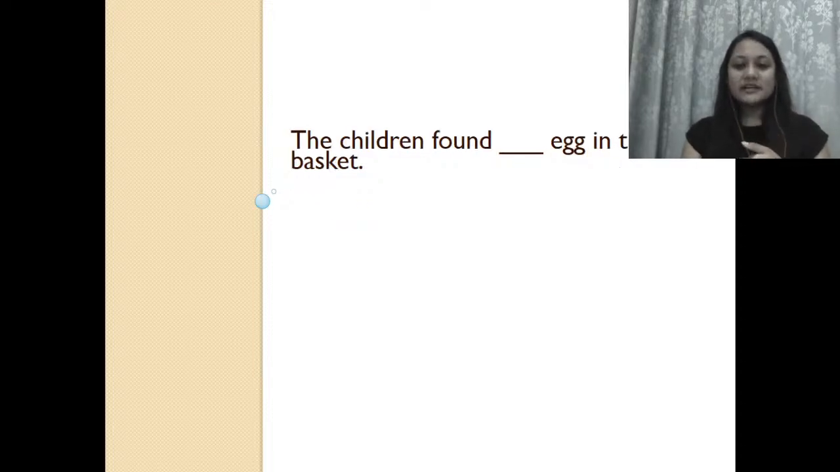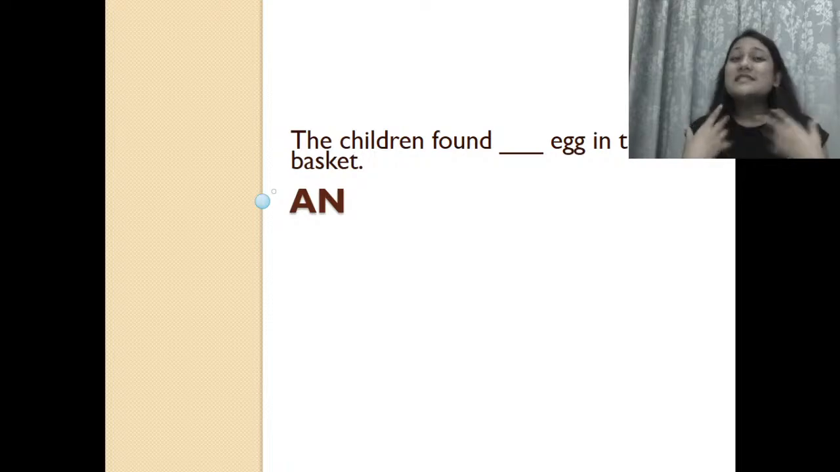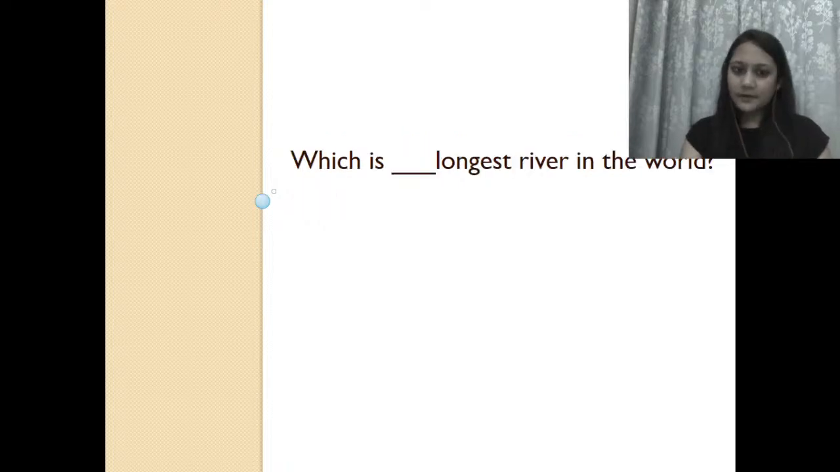Yeah. The children found dash egg in the basket. Right? It says the children found an egg in the basket. And yeah, why? Very simple because the sound is that of E, right? You have to speak it, okay? And you will come to know the sound is that of a vowel, right? That is why we have put here an, okay?